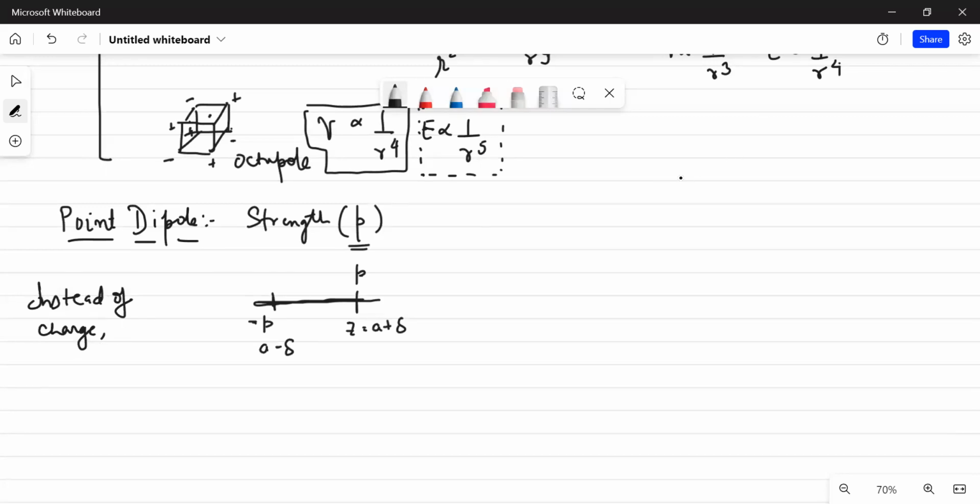A point dipole means that you have this kind of thing, q and minus q with a distance a between them, but this distance a is tending to 0, as small as possible. Is that clear? So now one dipole is kept at a plus delta, and this dipole would comprise both of these charges, but the separation is very small, so this can be written as a point dipole. One point dipole is placed at z equals a plus delta, and another point dipole is placed at a minus delta. Is that clear?